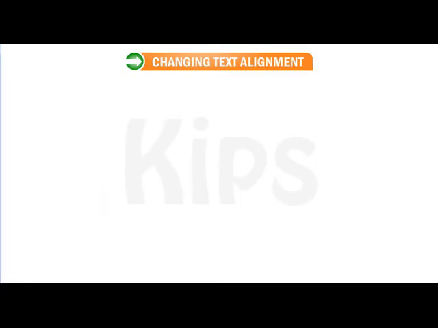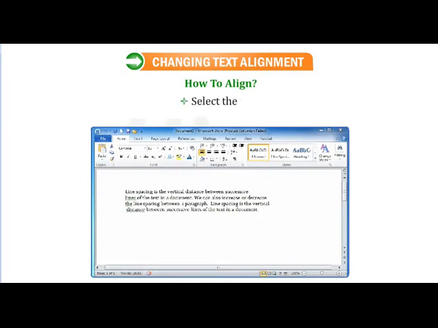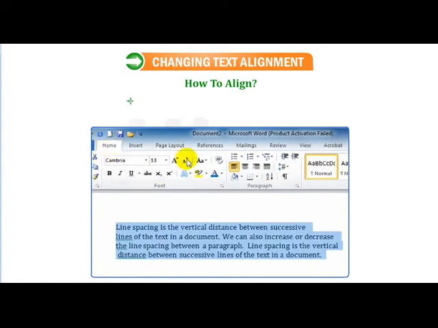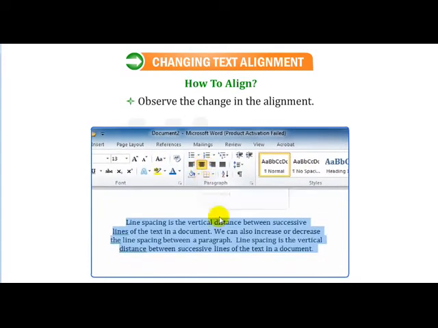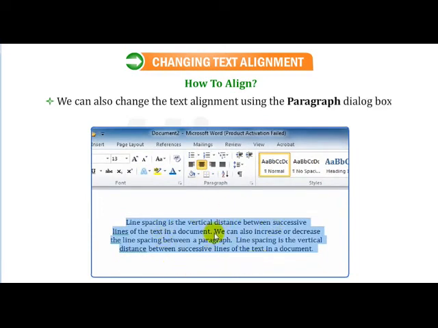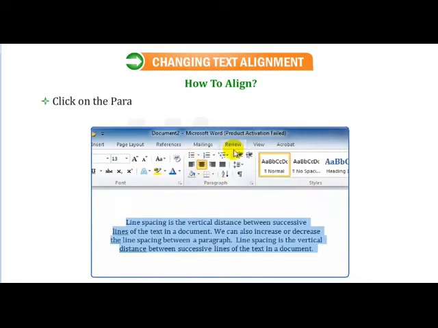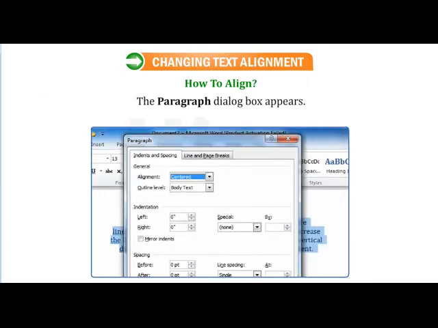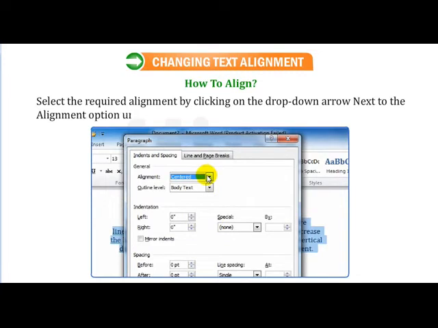Now let us understand how to align. Select the text. Click any desired alignment button in the paragraph group on the Home tab. Observe the change in the alignment. We can also change the text alignment using the paragraph dialog box. Click on the paragraph dialog box launcher either on the Home tab or Page Layout tab. The paragraph dialog box appears. Select the required alignment by clicking on the drop-down arrow next to the alignment option under General section.